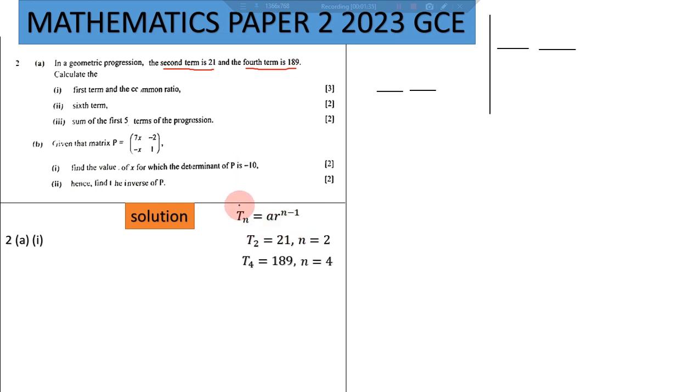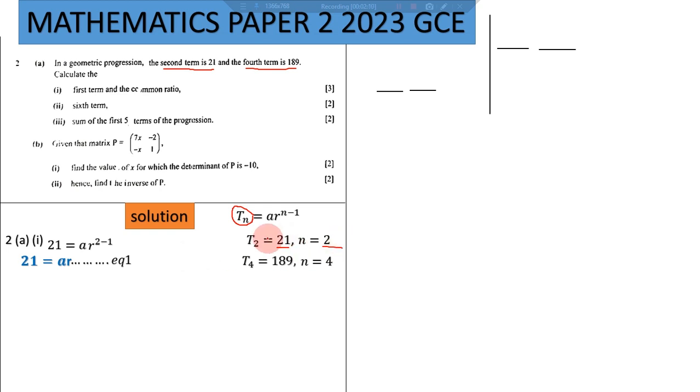Using this, let us now form an equation for the second term. Where there is Tn, we are going to substitute the number 21. So 21 equals A, the first term, which we don't have, multiplied by r, which we don't have, but n on the power we have, it's a 2. So we'll have r to the power 2 minus 1, where we're going to have the final answer as 21 equals ar. So this is our first equation.